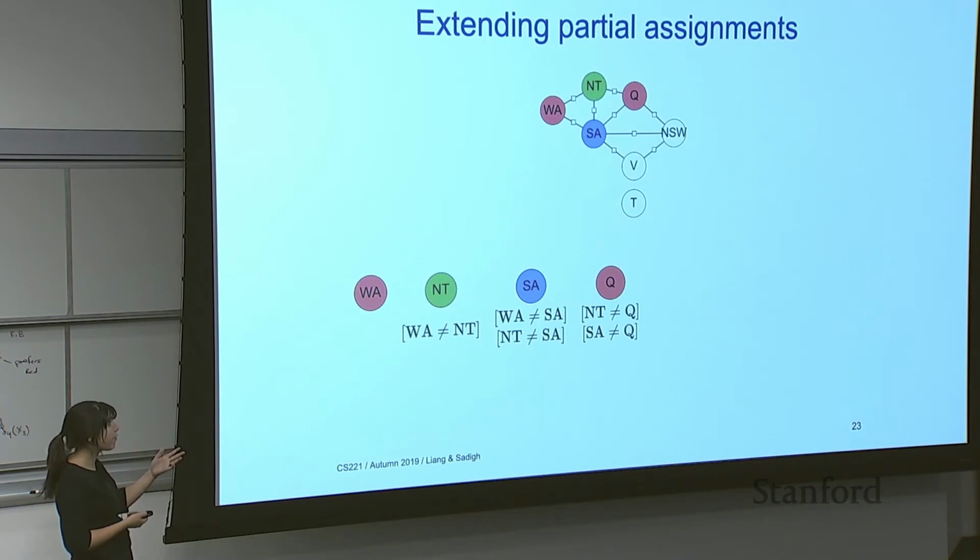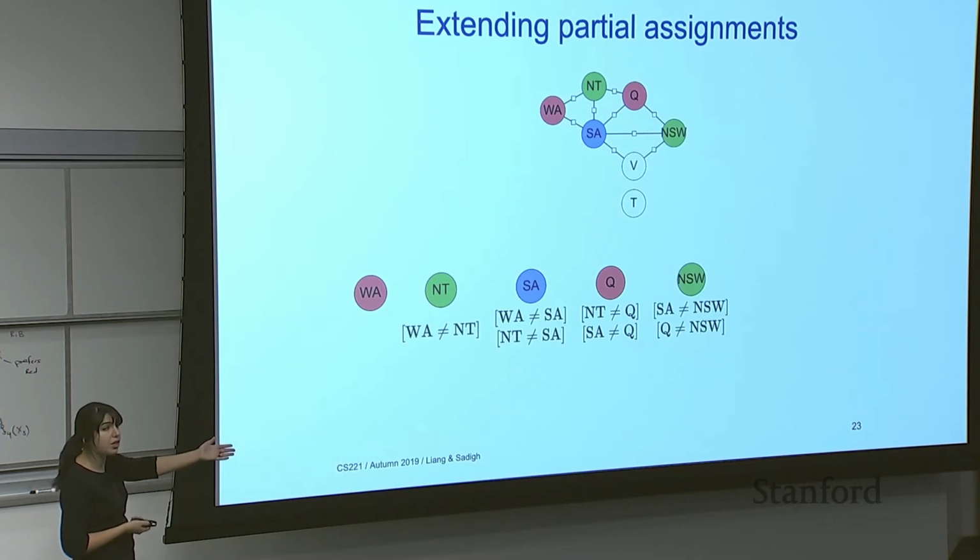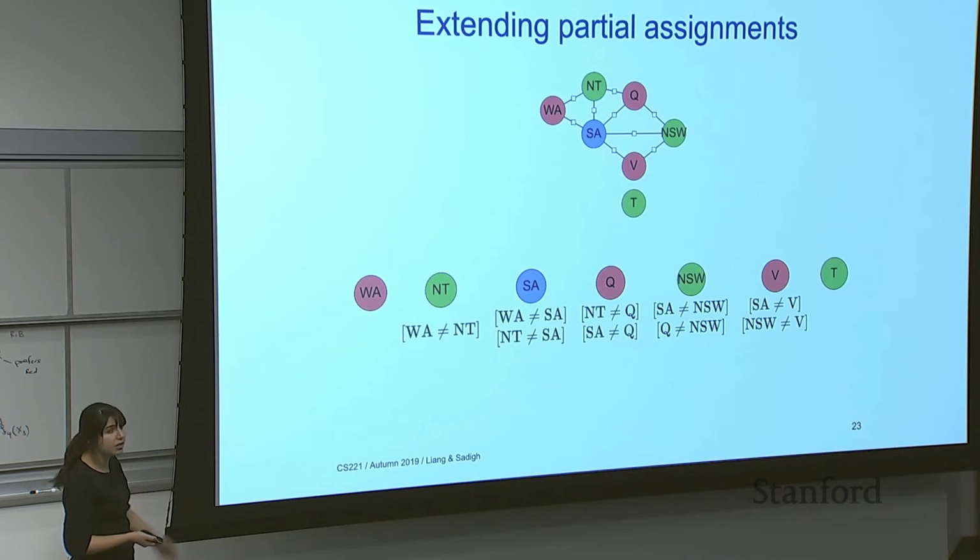The only option I have for Q is red, because green and blue are already taken. Then I'm going to go to NSW. The only option I have there is green. I'm going to go to V. Again, the only option I have there is red. And then I can pick whatever color I want for T, because that's kind of a random node out there.